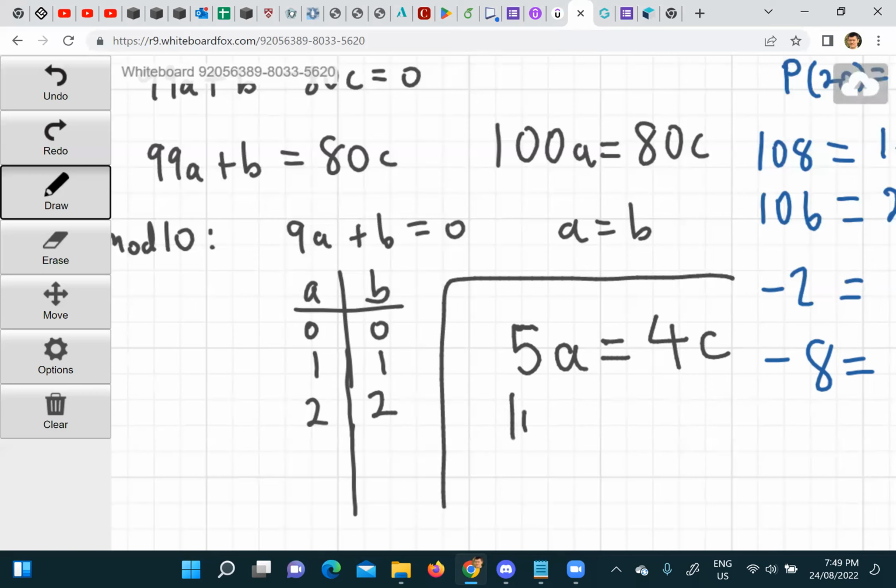Okay, I also put 10A equals 8C. That's what I saw without the 2. It's just canceling out a 0, right?